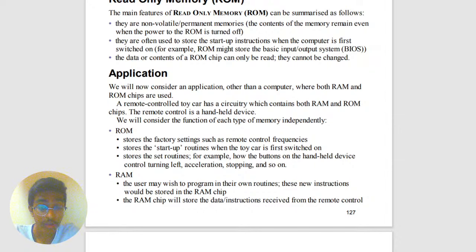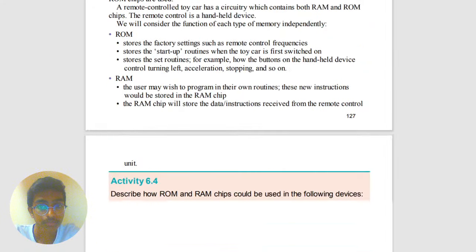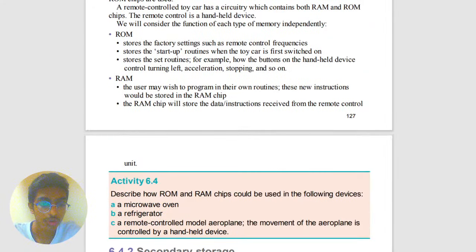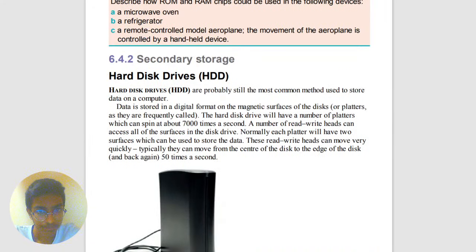RAM though, the ROM, sorry, that was because you don't need to edit anything because it's the same process again and again. But for RAM, you have its own routines, new instructions, and can be used to receive and send instructions. So now let's have a look at secondary storage.